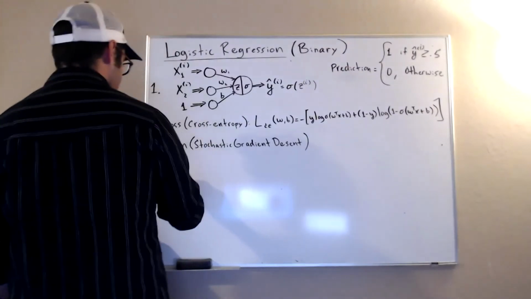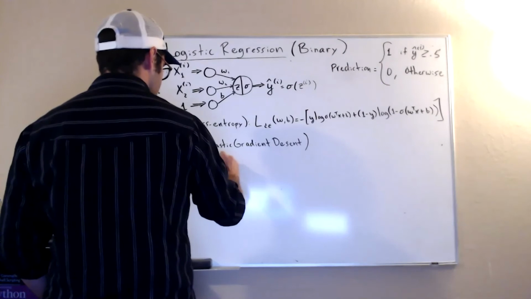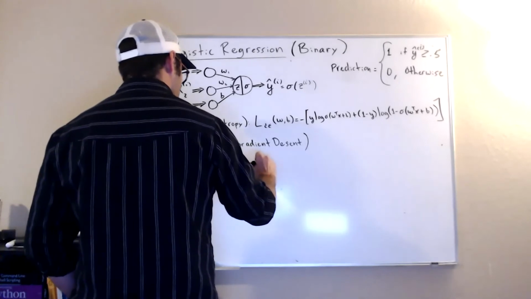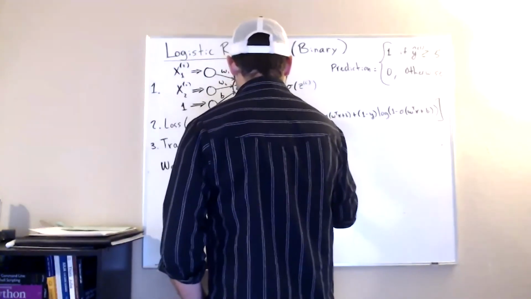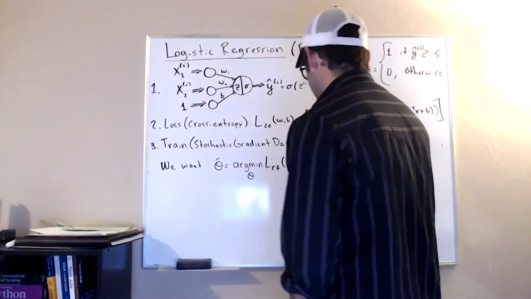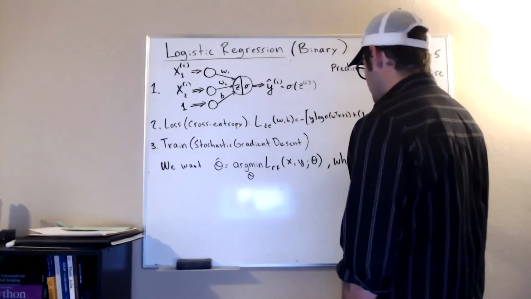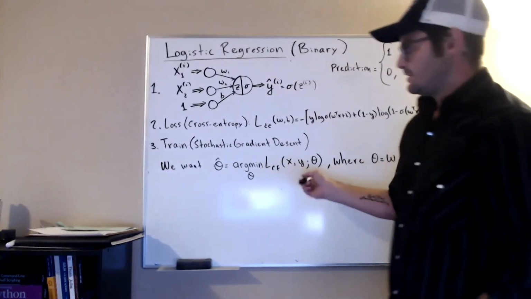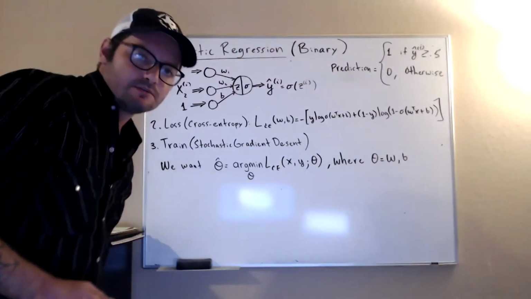So what we want is theta hat equal to arg min over theta of the cross entropy loss function with respect to x, y, semicolon, theta, where theta is equal to W comma B. So we want the minimum possible loss function over all W and B. That's what we want to solve.